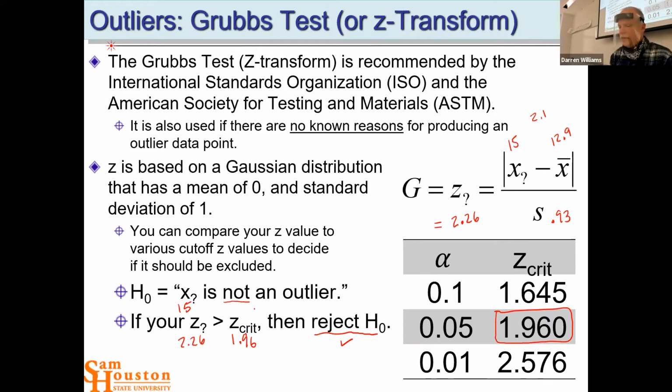This 1.96 is so common anytime we're dealing with this normal distribution that it's a number that you should essentially memorize. So whenever you're making a 95% confidence interval, you multiply your standard deviation by 1.96.